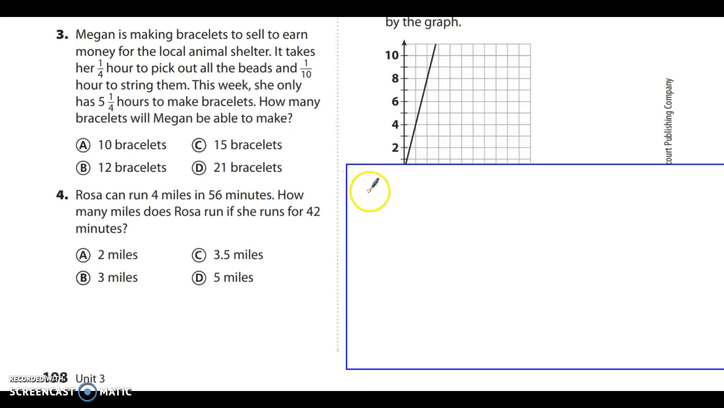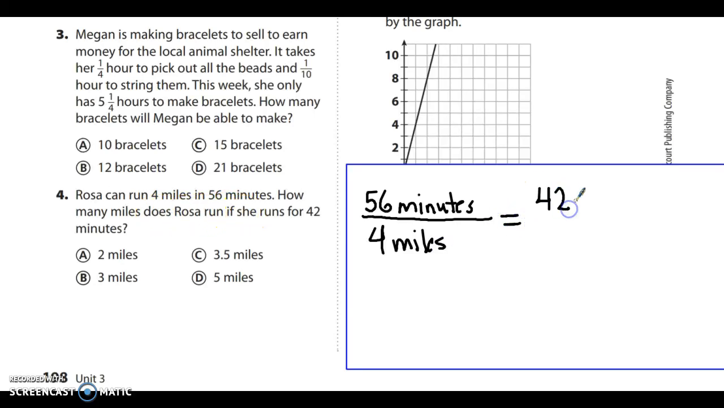So the information given to you is that she can run 56 minutes and she can do 4 miles. And then the question later asks, how many miles does she run if she runs for 42 minutes? And so if you set it up like this, there's no obvious next step. You're not sure what to do. You might try to look at 56 and 42. They're not compatible. You can't divide 42 evenly into 56. So you're not sure what to do.